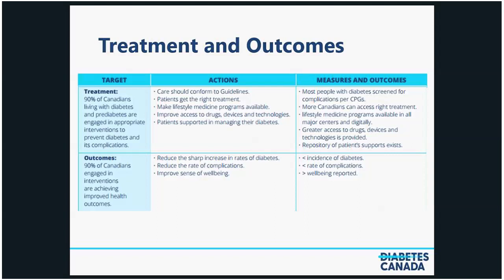We want to see a reduction in the rate of complications. Right now, diabetes is a leading cause of heart disease, blindness, stroke, kidney failure, amputation. That's got to change. The rate at which people are experiencing those complications needs to come down. And importantly, we want to work towards a goal that people with diabetes are reporting an improved sense of well-being. It's not enough that we reduce people's blood sugar if they're feeling worse. We have to improve their sense of overall well-being even while living with the disease.